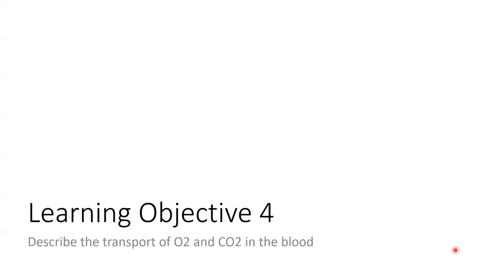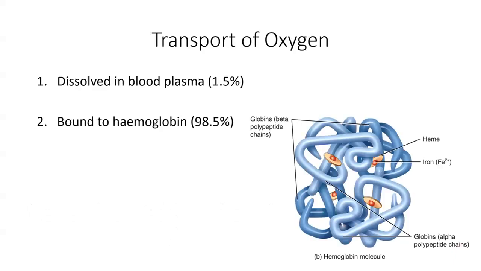So that brings us to learning objective number 4, which is to describe the transport of oxygen and carbon dioxide in the blood. So beginning with oxygen, and oxygen does not dissolve easily in water, as I just mentioned. Only about 1.5% of the oxygen that we breathe in is actually dissolved in blood plasma. About 98.5% of the oxygen in the blood needs to be bound to hemoglobin, which we find in red blood cells.